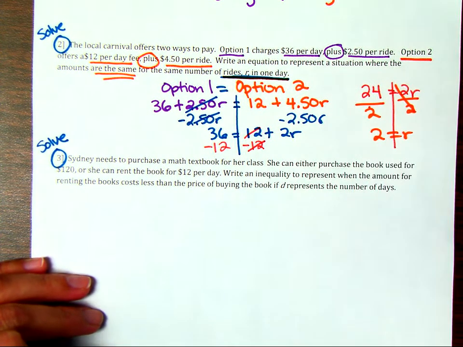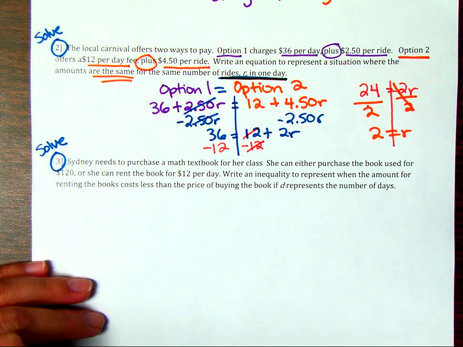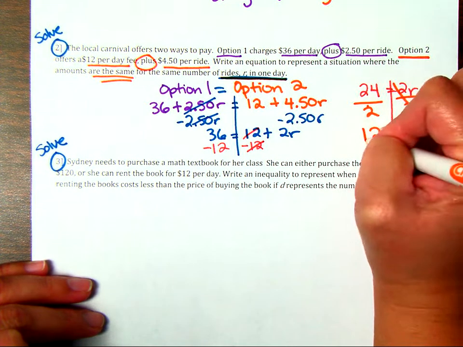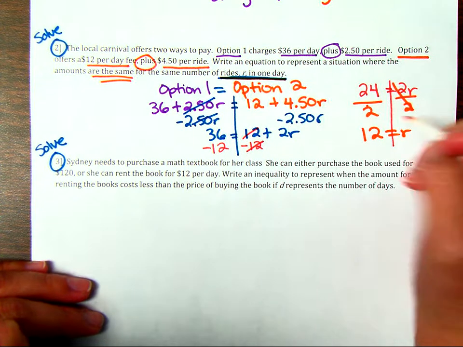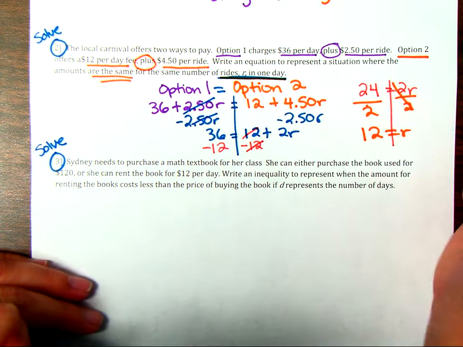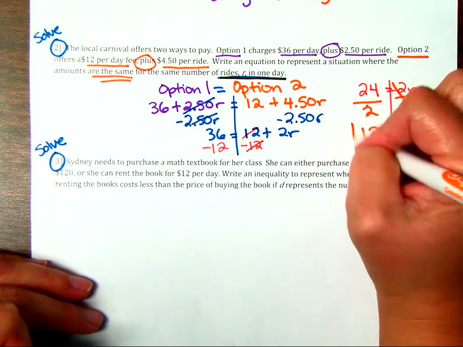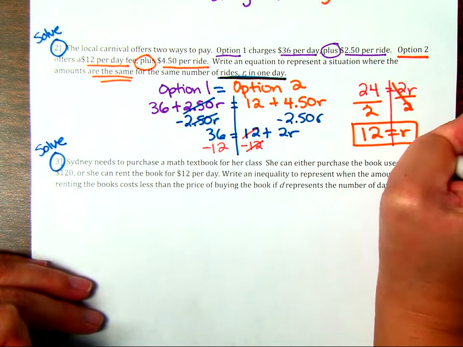So R equals 12, excuse me. I was writing the 2 dividing by 2. I almost forgot that 1. That would make it a whole different number. So that means at 12 rides, you would spend the same exact amount of money.